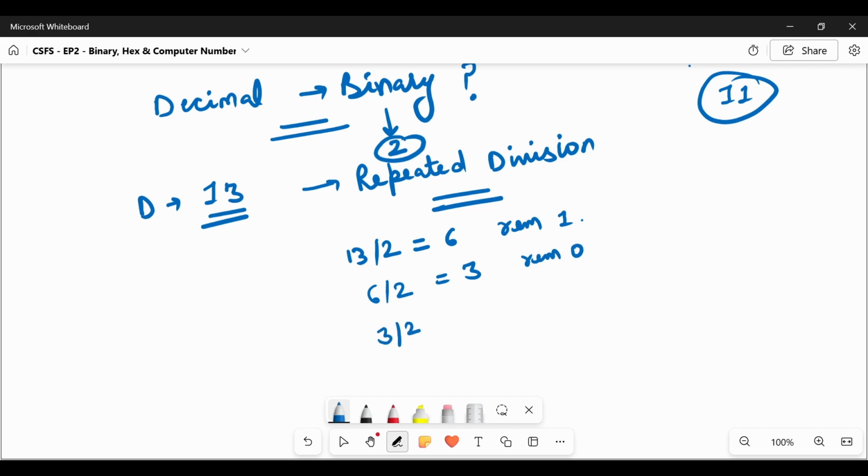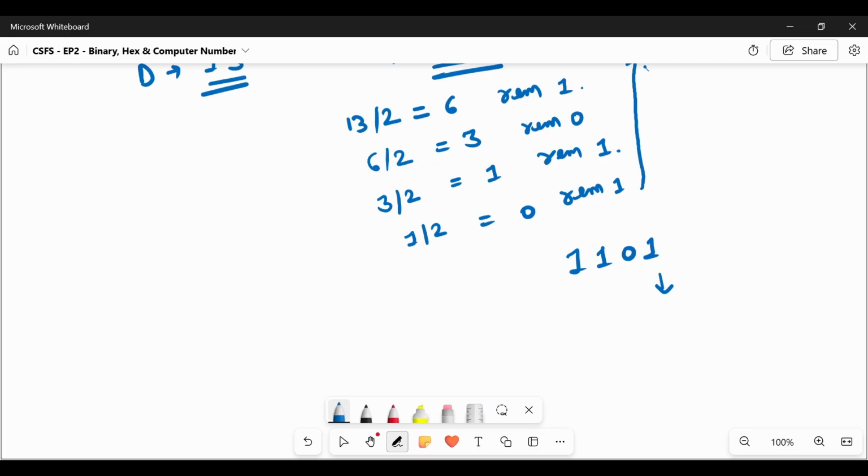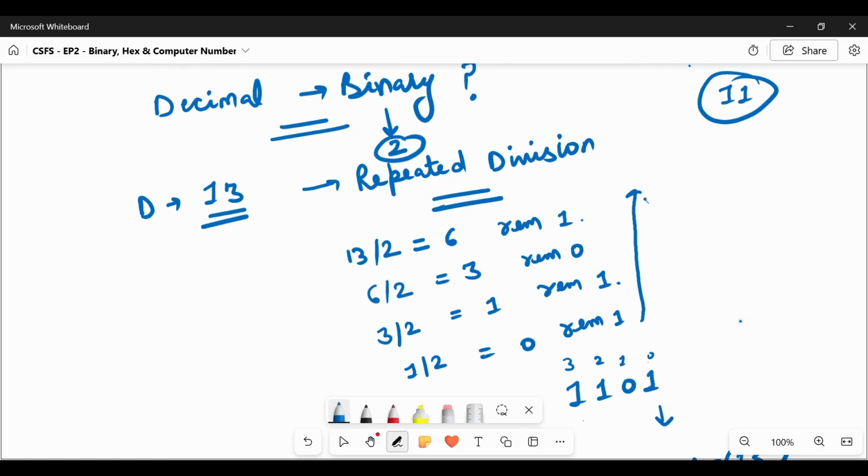3 divided by 2, value is 1, remainder is 1. 1 divided by 2, value is 0, remainder is 1. Now read from bottom to up. The value will become 1 1 0 0. Now convert to base 0, base 1, base 2, base 3: 2 to the 8, base 3 is 8 4 0 1. That will become 13. This is how you convert a decimal number into a binary number.